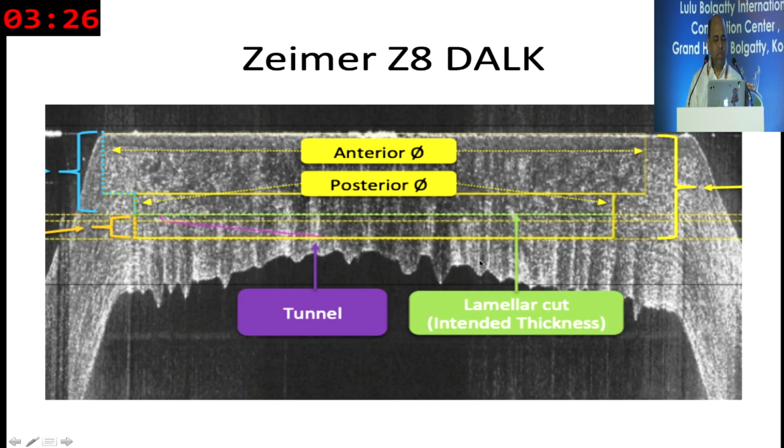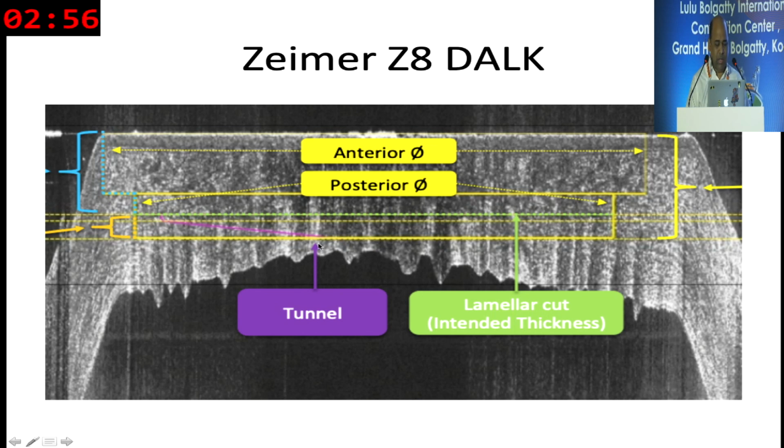And the new Ziemer machine has a software for DALK. So as a cornea surgeon, we all know that in DALK, the main problem is to achieve the big bubble. You're not sure whether you're going to get big bubble or not. It's always unpredictable. So with this software, you can create a tunnel also in the posterior stroma. And you can decide the width of the tunnel, the length of the tunnel, the angulation, the position where you're comfortable. And you have to leave around 30 microns behind to push the air.